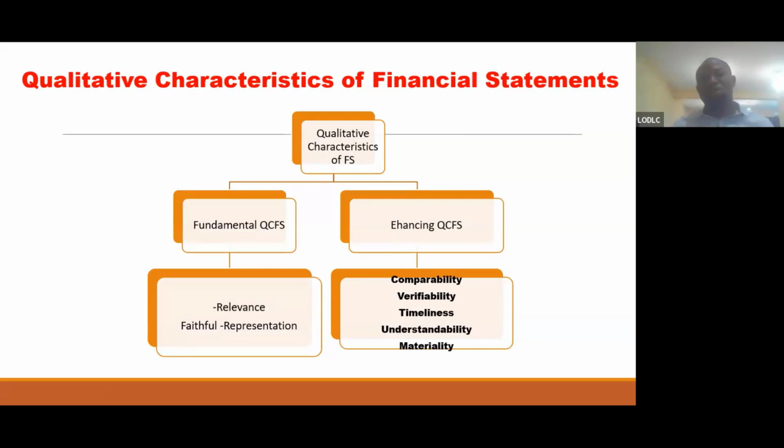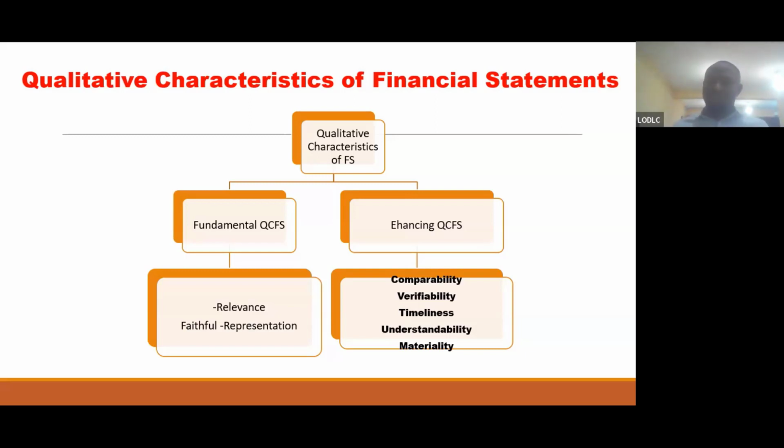When you are talking about relevance, information is said to be relevant if it will assist users to evaluate the performance and position of an organization. What we mean by performance and position is in terms of profit or loss and other comprehensive income, and statement of financial position. Any information that is relevant will assist users to evaluate the performance of that organization by looking at its profit or loss account, or the position by looking at the statement of financial position of that organization.